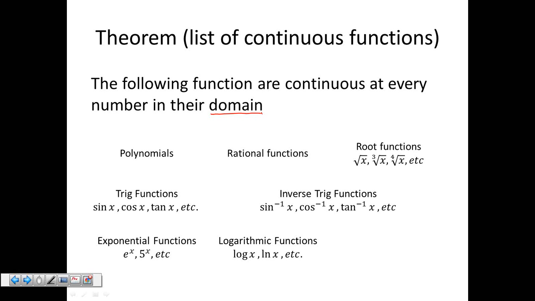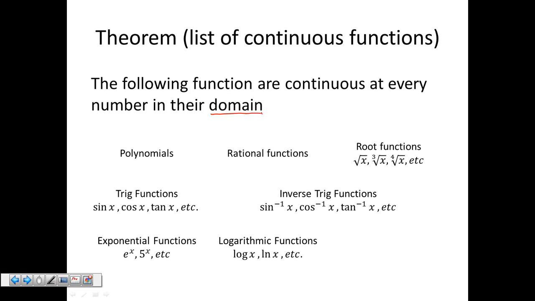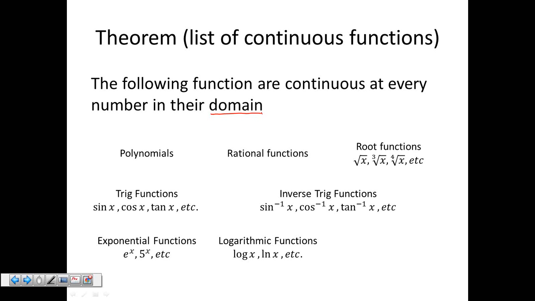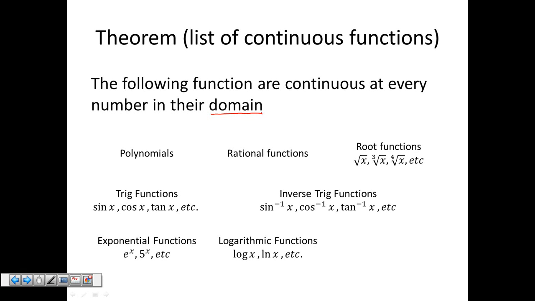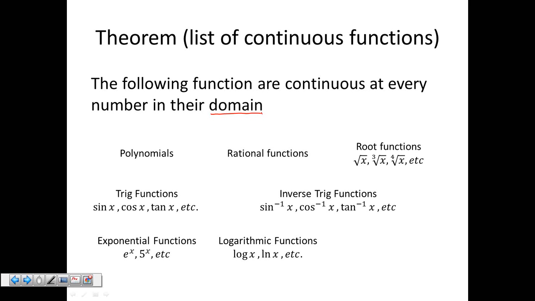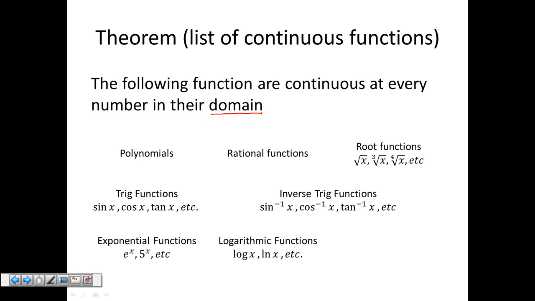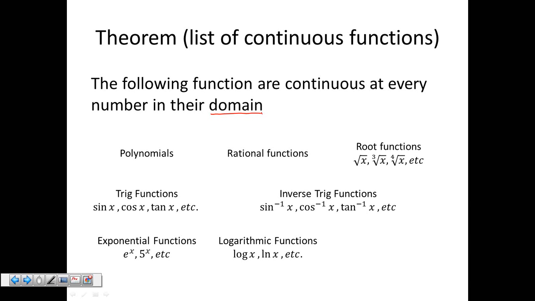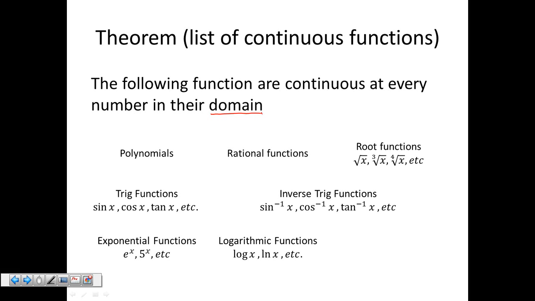Exponential functions, well, exponential functions are defined everywhere. We can plug in negative values into those, we can plug positive values into those, we can plug zeros. Exponential functions are continuous. Logarithmic functions, can't plug a negative in there, but where we can plug in numbers, it's continuous. No holes, no jump discontinuities, they just move on nice and smooth.